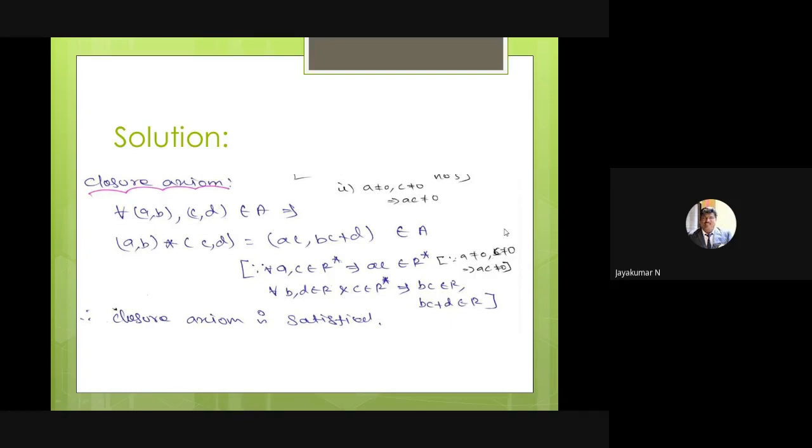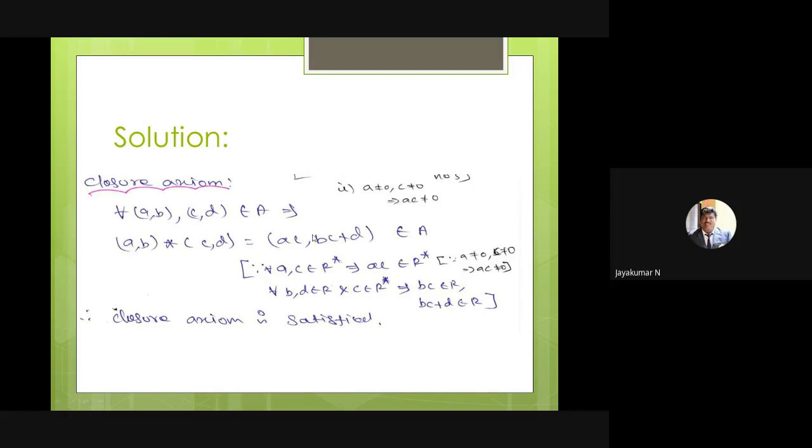So you may ask, sir, how do you write all this? Very simple. Write the definition. What is my first thing? I know that A and C belong to R star, and B and D belong to R. First I have to show that AC belongs to R star. Since A and C belong to R star, definitely AC belongs to R star. Directly you can write it.